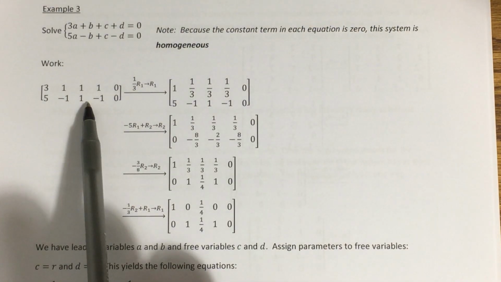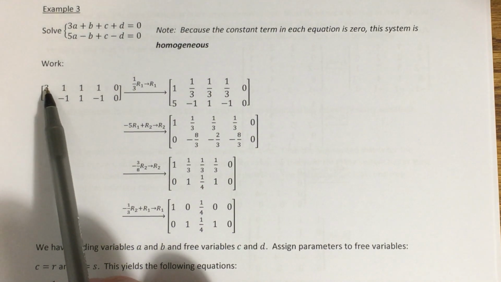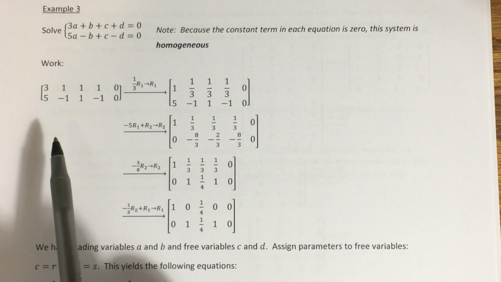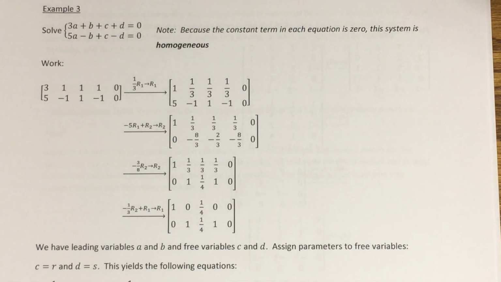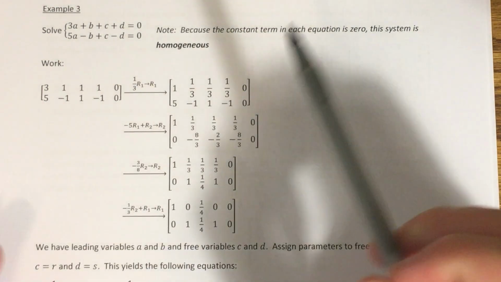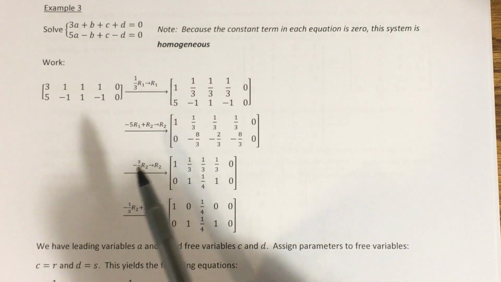Here's my augmented matrix. I don't have a leading 1, but it's easy enough to turn this into a leading 1 by multiplying my top row by 1/3. And notice I end up with a lot of fractions. You tend to see a lot of fractions with Gaussian elimination, except for those cases where we very specifically pick an example to make sure that doesn't happen. But in practice, more often than not, you're going to be dealing with a lot of fractions.